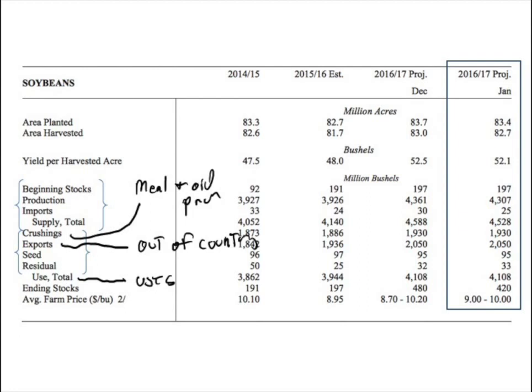Exports. This would be the movement of soybeans out of the country. This is usually a large number for soybeans, so this would be movement of soybeans out of the U.S. Then there are seed and residual, and the total then gives us use. Use is crushing, exports, seed, and residual.